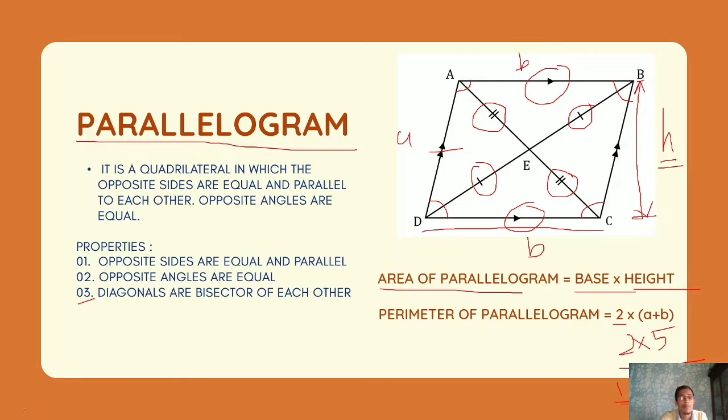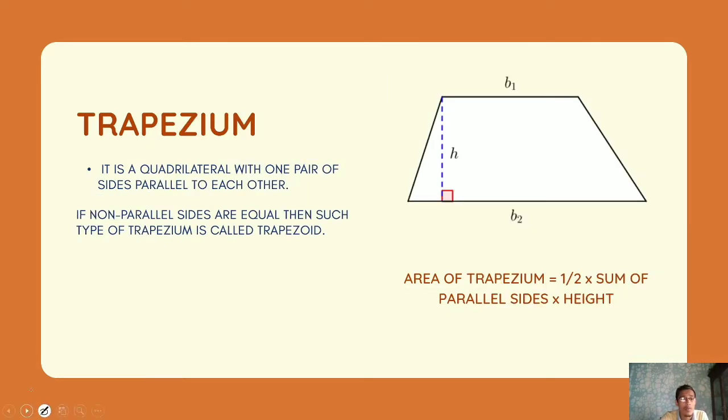Now the next figure is trapezium that we are going to discuss. Another type of quadrilateral is trapezium. Okay. So what is the definition of trapezium? It is a quadrilateral with one pair of sides parallel to each other. Remember, only one pair must be parallel.